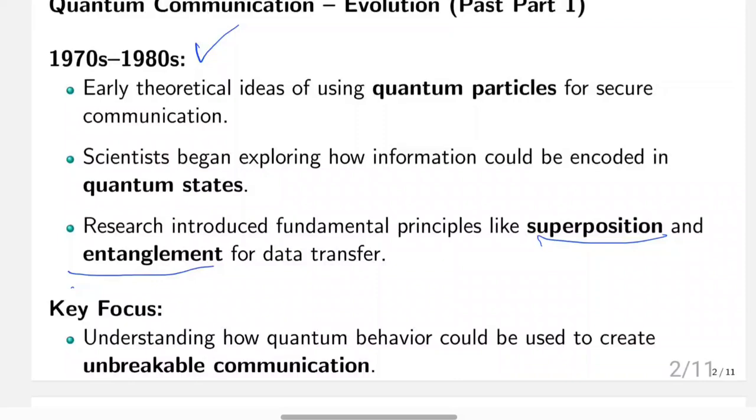The main goal is very simple: to find a way to make communication that no one could hack. That is the agenda of quantum communication.